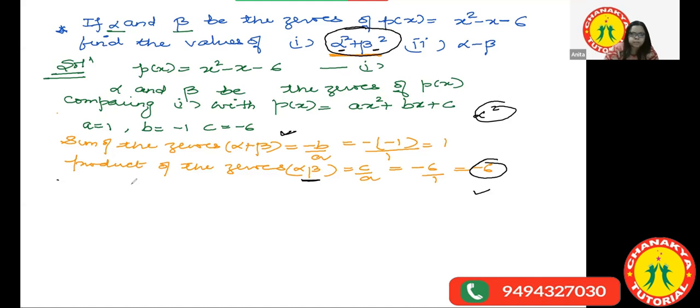Yes, now see the second part. We have been given alpha minus beta, and we have to find this value. So children, first of all, squaring both sides.